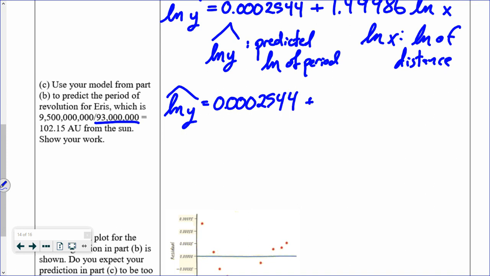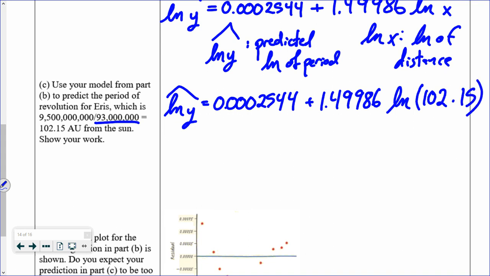So that will become ln of y hat equals 0.0002544 plus 1.49986 times the natural log of x. In this case, natural log of x is the natural logarithm of 102.15. So take a moment to plug that in to your calculator. I'm going to plug that in my phone real quick.